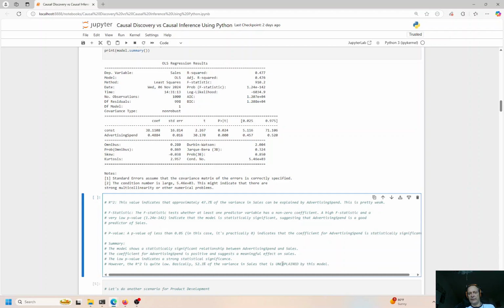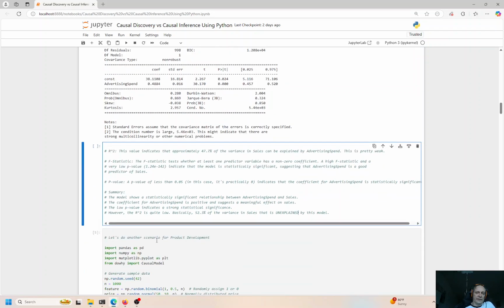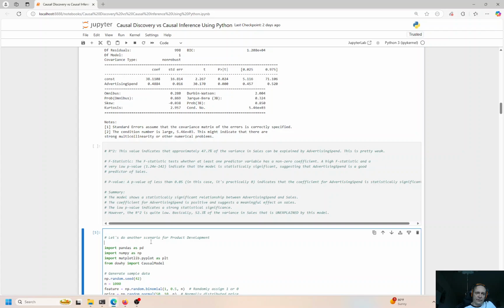Unexplained. So 47% is explained, 52.3% is unexplained. Let's look at another scenario of causal discovery and causal inference, and then we can call it a day.